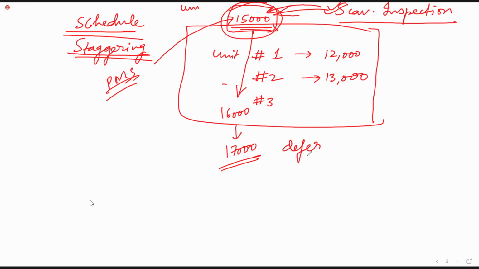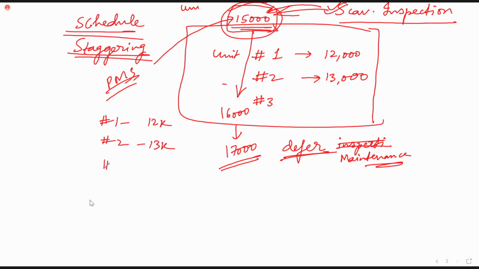So he can defer this maintenance or opening up of the unit, not inspection. So the final effect, what you will find is unit number 1 opens at 12,000 running hours, unit number 2 at 13,000 running hours, unit number 3 at 14,000 running hours. Unit number 4, like this, you have staggered the schedule, and up till 20,000 running hours, you continue to open up the units, and even more.